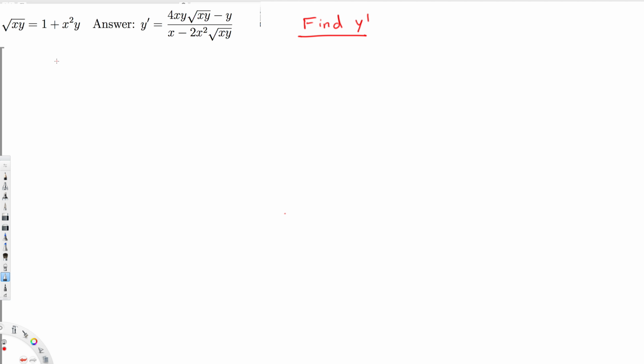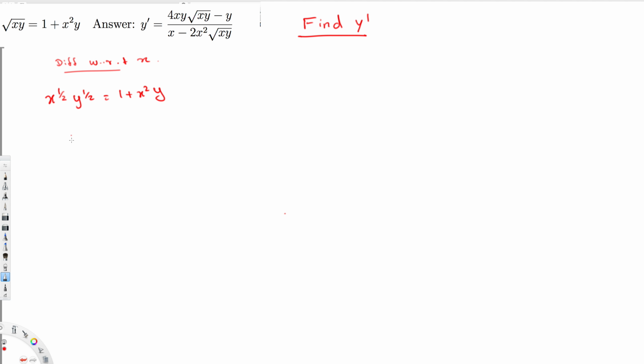So first of all, we have to differentiate with respect to x. So that's what we have to mention first. Then the first thing I have to do is take the derivative on both sides. Before I do that, instead of square root of x, I can say this is x to the power half. Both are the same thing. So square root of x times y to the power half equals 1 plus x squared y. Now I have to take the derivative on both sides.